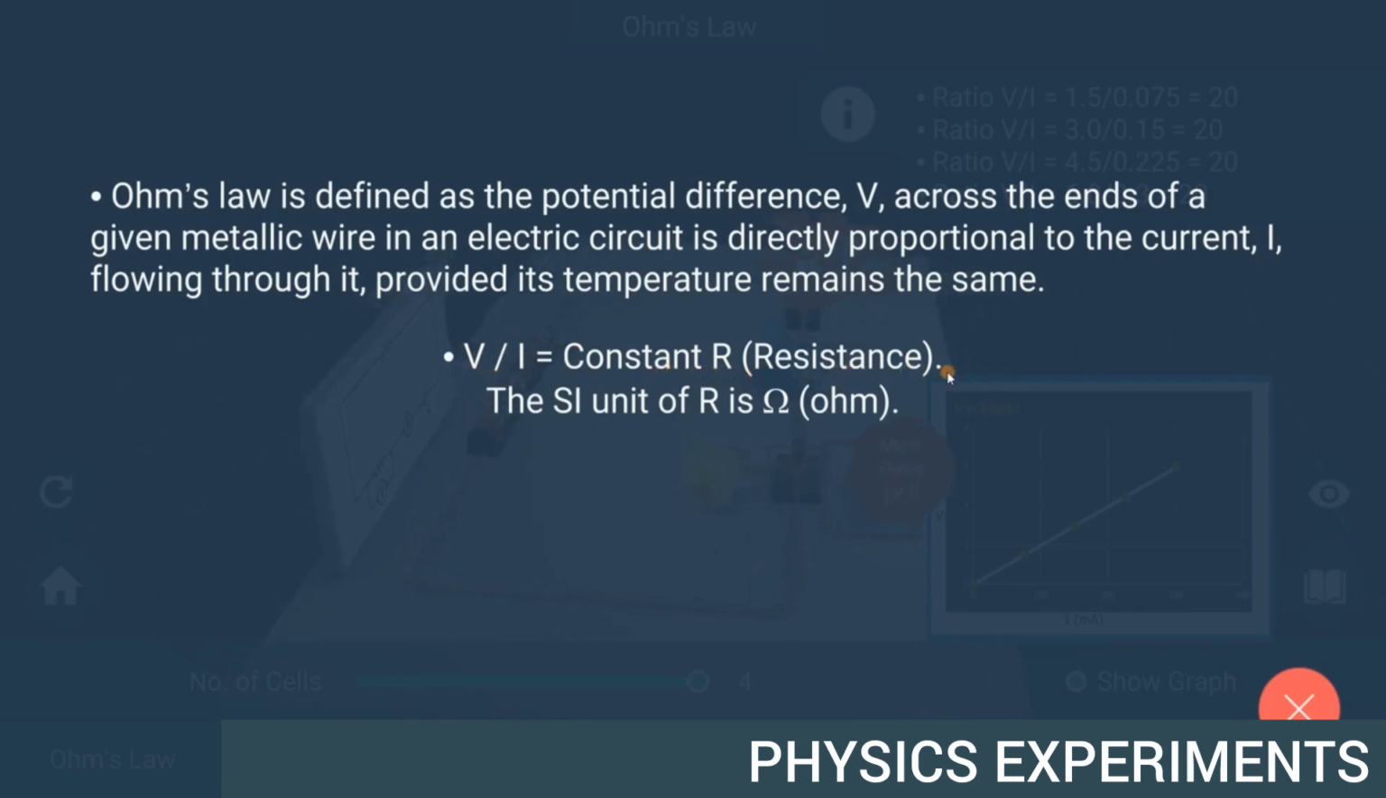R is a constant given for a metallic wire at a given temperature and is called resistance. The SI unit of R is ohm.